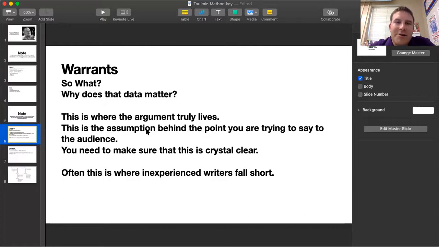This is where the argument truly lives. This is where you're actually putting your point across. This is the assumption behind the point you're trying to say to the audience. You need to make sure that this point is crystal clear. This is often where inexperienced writers fall short. You show how these two things are connected. Here is my claim, here's my answer, here's my evidence.